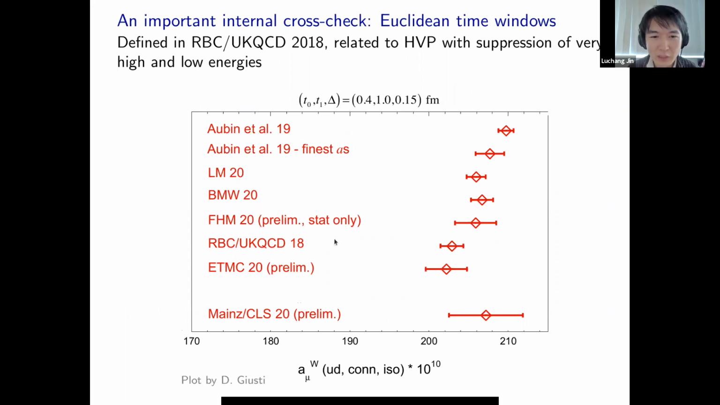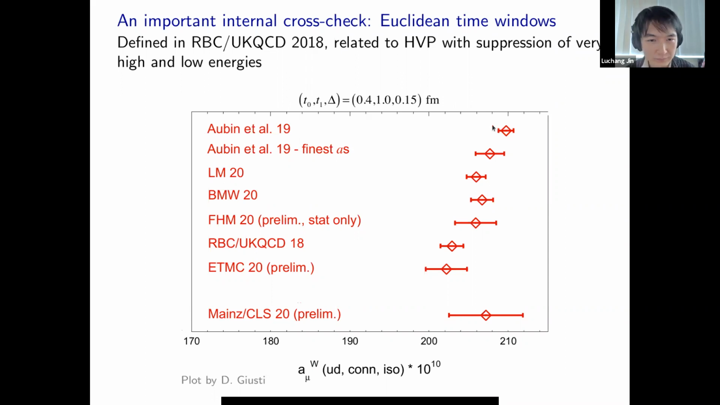RBC QCD is using domain wall fermions. ETMC is using Wilson fermions. And all the above are using staggered fermions. So roughly it seems that staggered fermions somehow tend to give larger values, but it's not a firm statement.